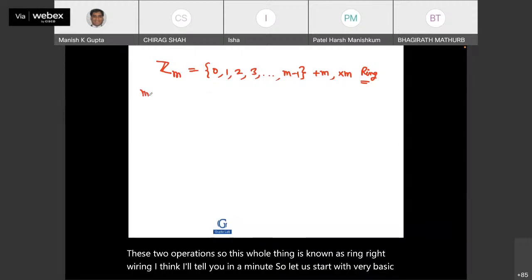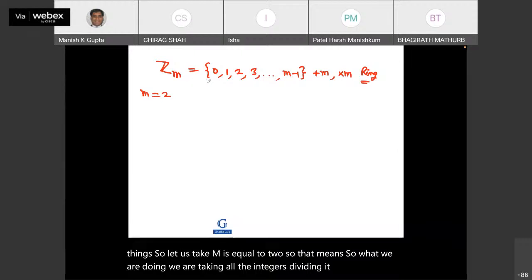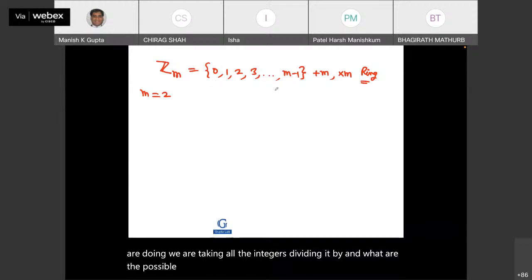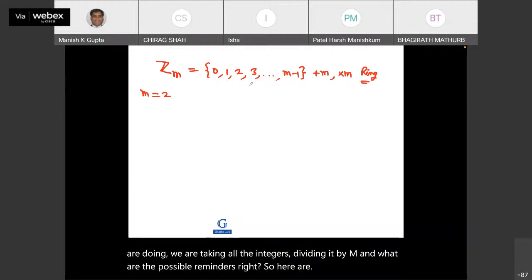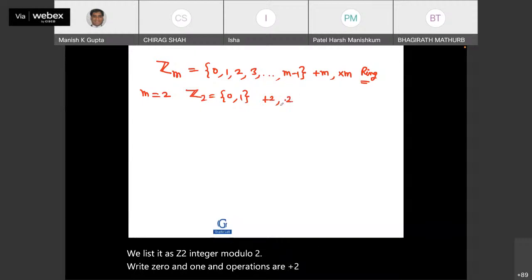Let us take m equal to 2. What we are doing is taking all the integers, dividing by m, and seeing what the possible remainders are. So there are a total of m remainders. If we do it for m equal to 2, there are two possible remainders. We write it as Z2, integers modulo 2: 0 and 1, and the operations are addition modulo 2 and multiplication modulo 2.